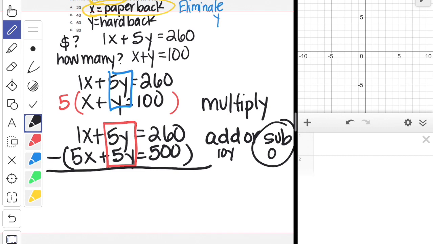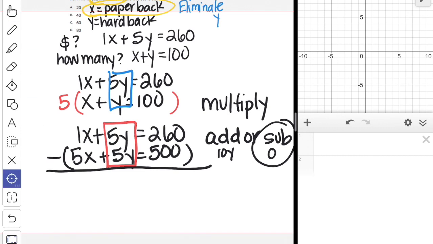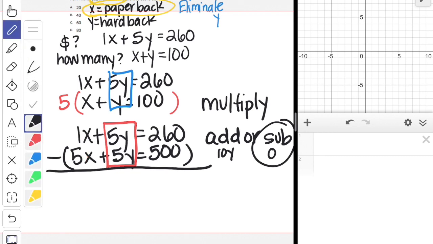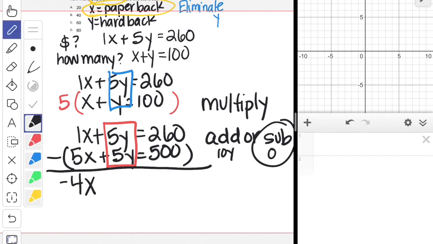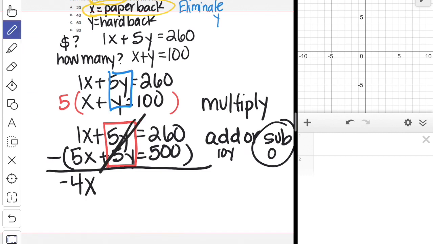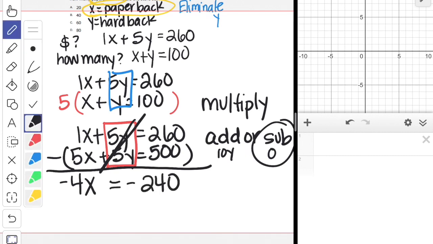So I have 1x minus 5x, that's going to give me negative 4x. Then I have 5y minus 5y, that's going to be eliminated. And then we have 120 minus 500, that's going to give me negative 240.